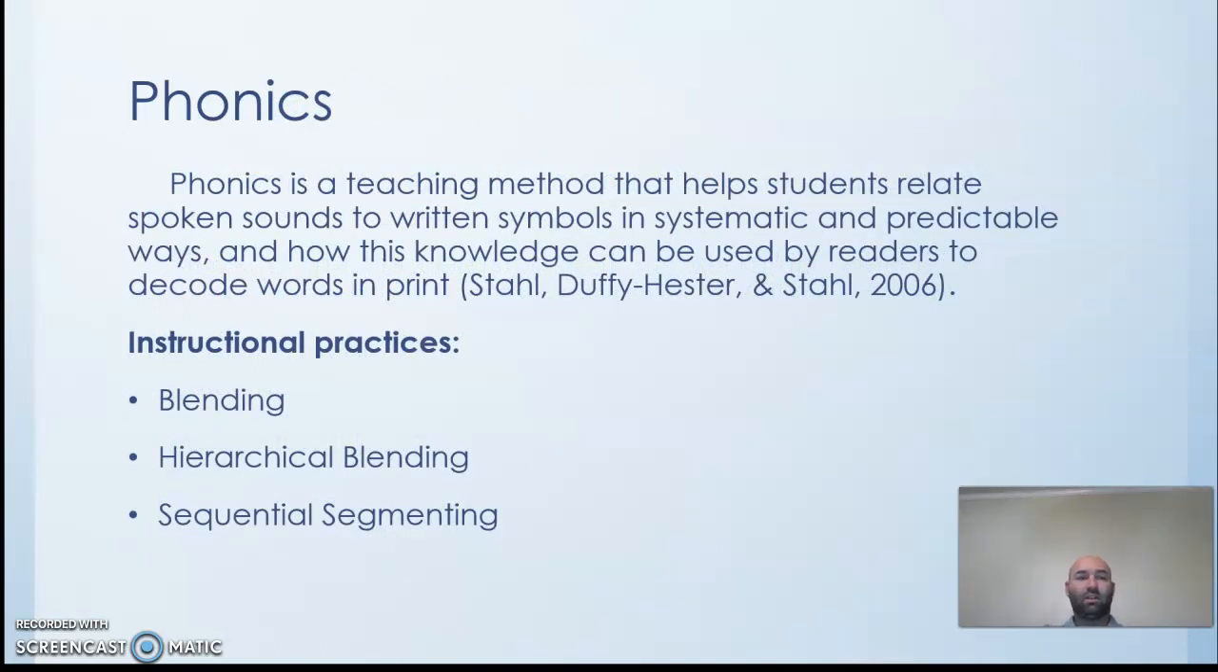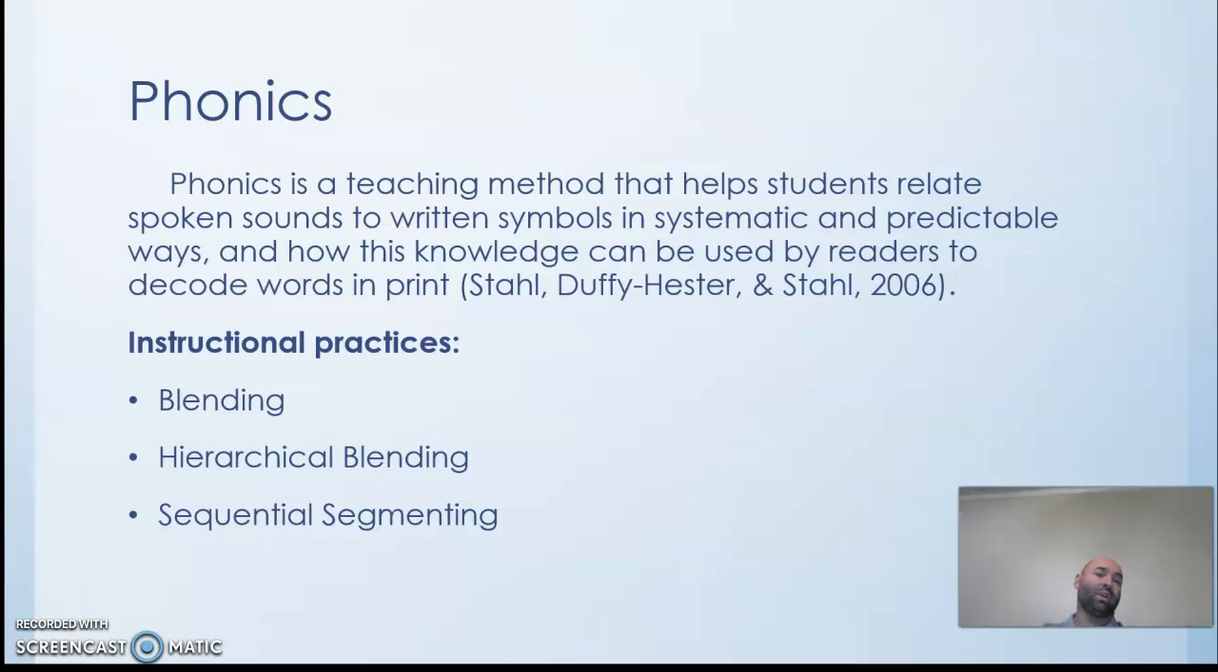Phonics, again, the definition: a method that helps students relate spoken sounds to written symbols. Phonics is basically decoding, so it's learning a process that gives us the ability to decode, so we can use it not on one single word, but multiple syllable words, in the beginning of our reading throughout the entirety of our reading learning. The instructional practices there are blending, hierarchical blending, and sequential segmenting.